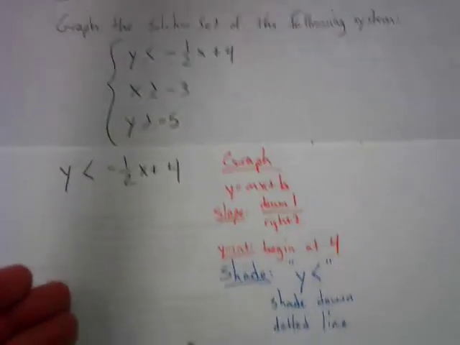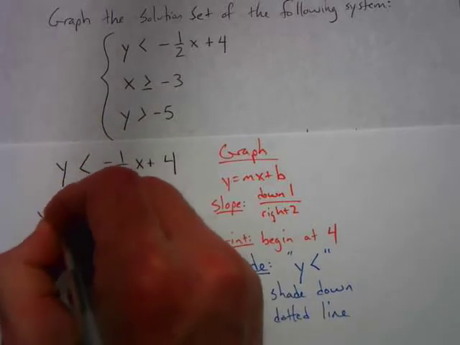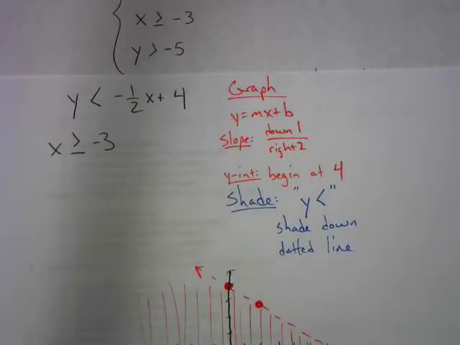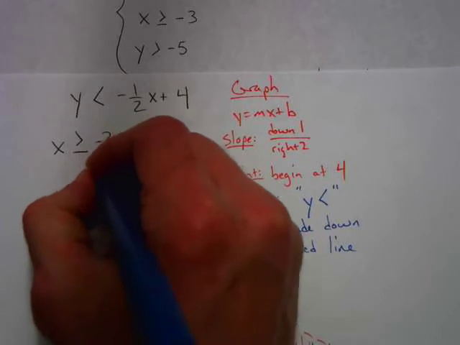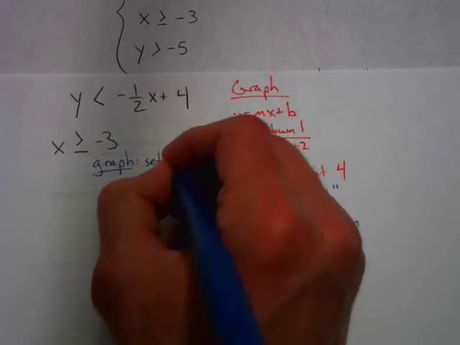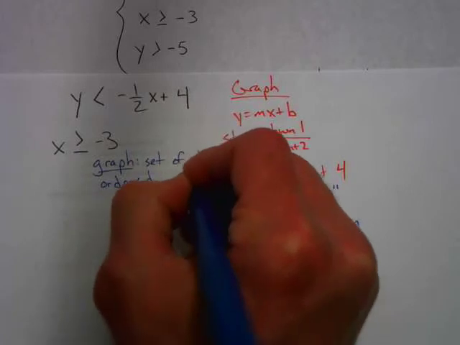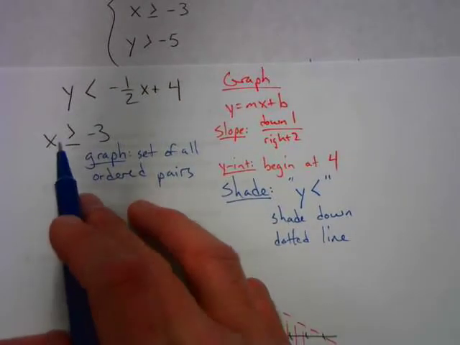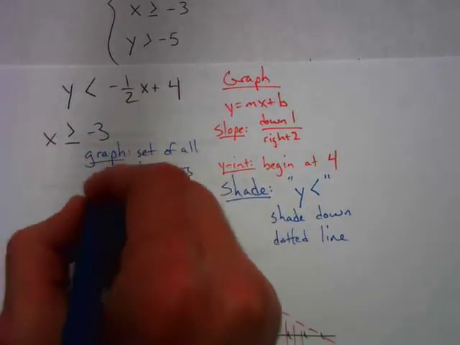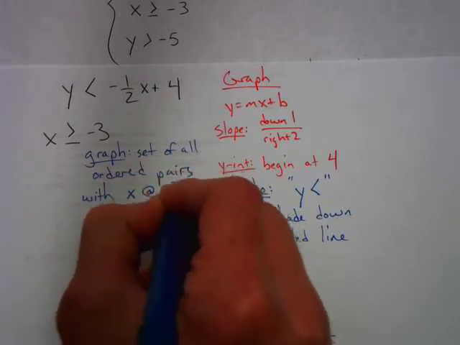Now what we're going to do is graph the next inequality. Okay. So now we have the next one. X is greater than or equal to -3. And you got to remember, well, how do we graph that? This is how I work with students on this. The graph is the set of all ordered pairs that makes that statement true. So we're looking at the set of all ordered pairs that has an x of -3.